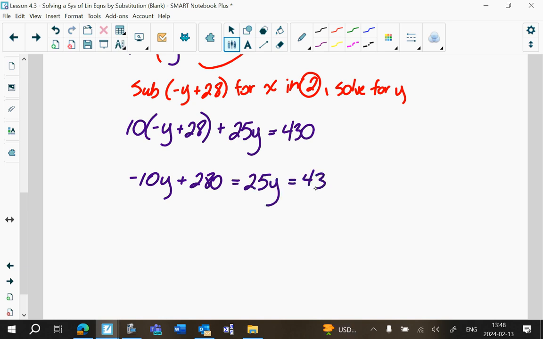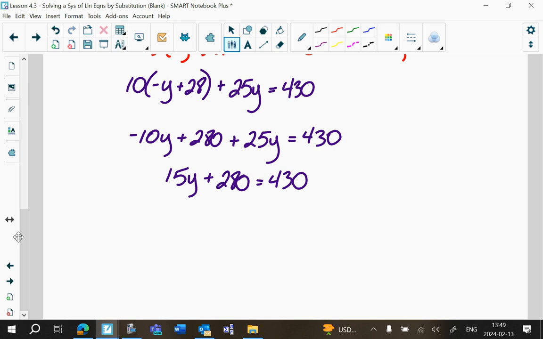Next. Yeah, take these two together, make it 15y. Next. Subtract 280. And 430 minus 280 gives us 150. So now we just divide both sides by 15. And y is equal to 10.